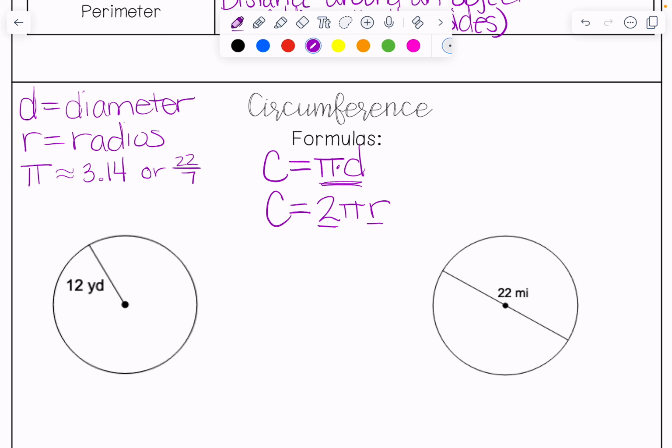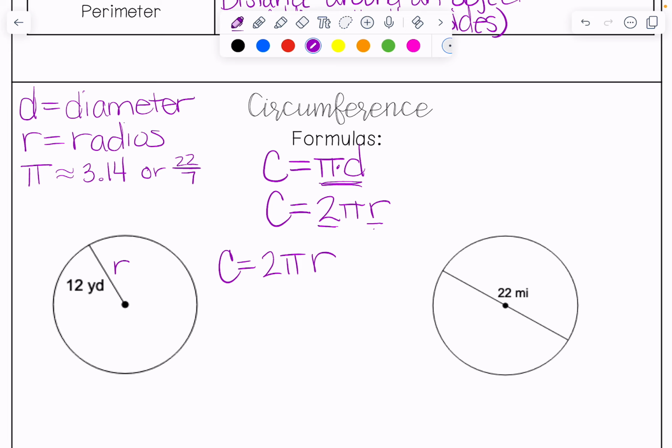So when we look at a circle and we're trying to figure out the circumference, we first want to identify, do we have the radius or do we have the diameter? And then that helps us figure out which formula to use. So when I look at this first example on the left, I have the distance from the center to the outward edge, and so this is telling me that this is my radius. So I'm going to look at which formula uses my radius. That's the 2 pi r formula. So that's my formula I'm going to use.